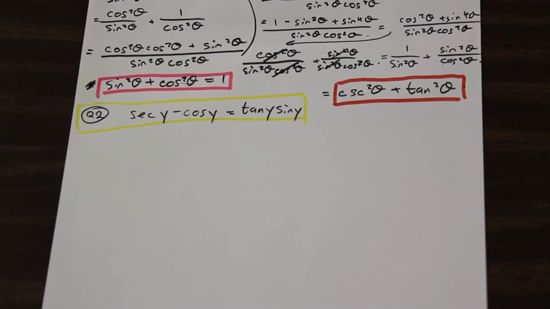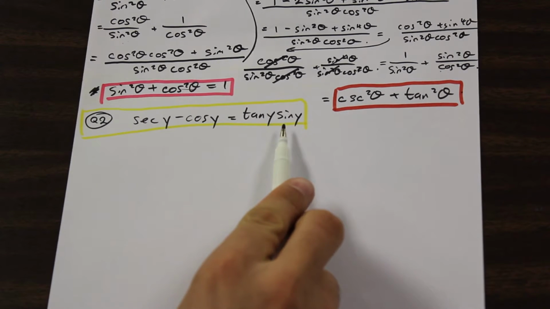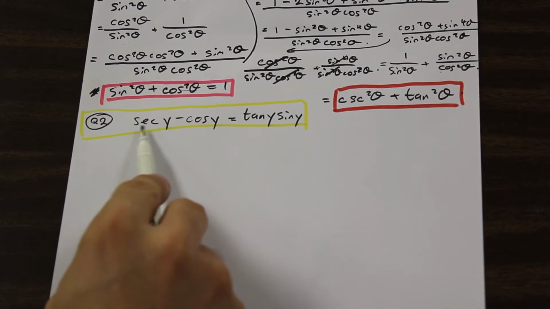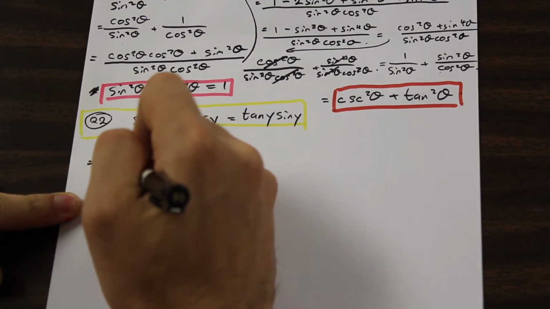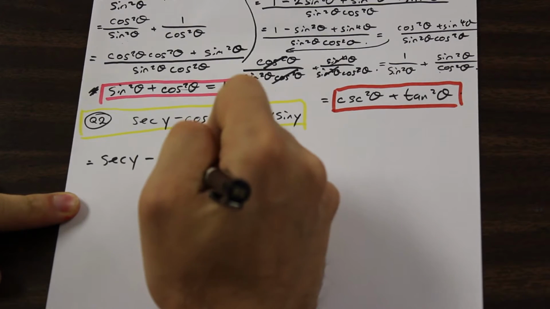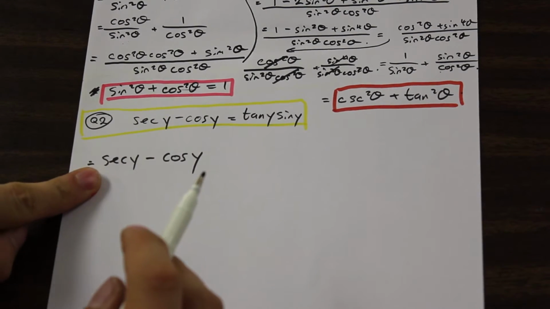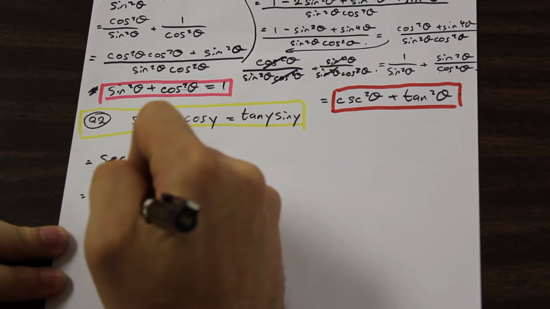Okay, so in this one, we're going to select which side we want to work with. Tan y sine y is a product of two functions. That looks a little bit trickier to work with. So I'm going to work with the one on the left, the difference between secant and cos. That looks a little bit easier to manipulate. So let's try that first. We have secant y minus cos y. So how can we rewrite this? Let's immediately rewrite secant as 1 over cos.